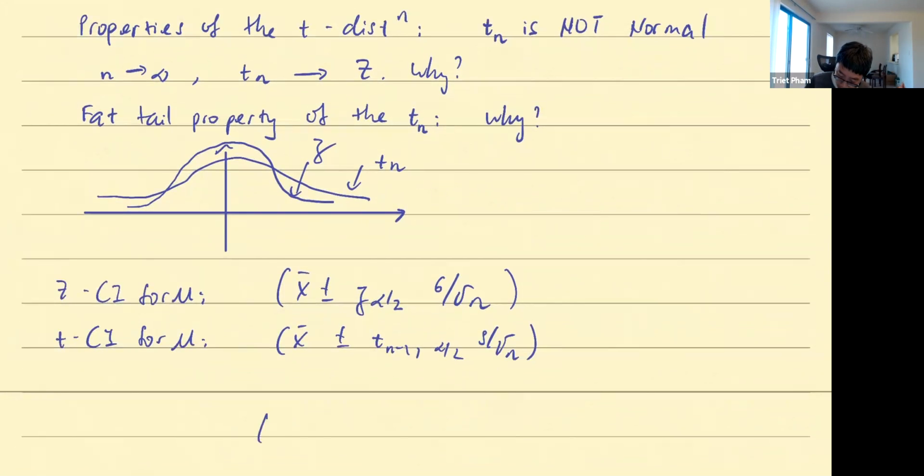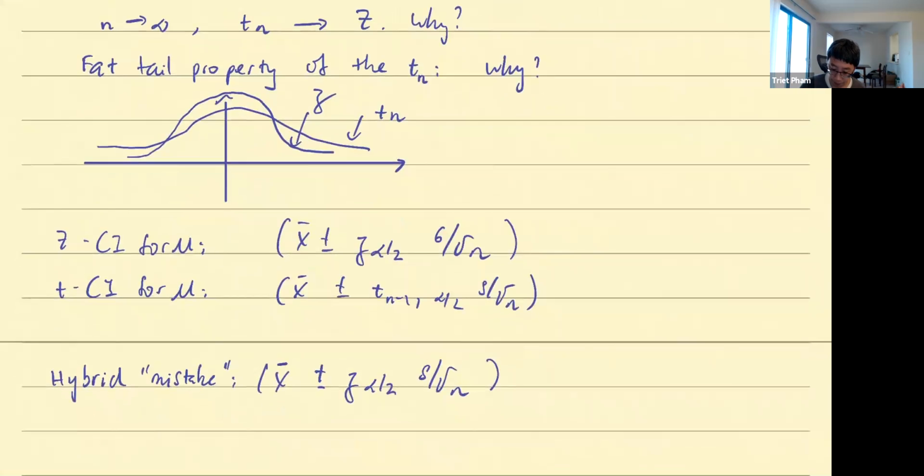You were to use x bar plus minus z alpha over 2 times s over root n, okay? In other words, what are you doing here? Kind of like a hybrid. And let me say mistake, not really, okay? And we'll discuss this. But basically, what you're claiming here is you don't know the sigma, right? So you replace it with S.